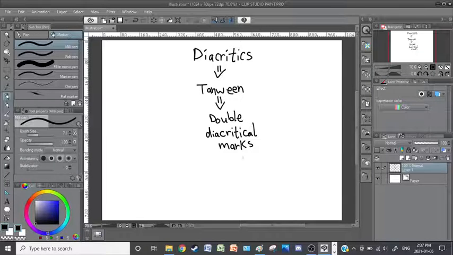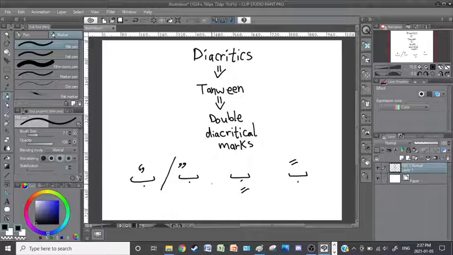So let us say, for example, we have the letter ba. Ba with a fatha and another fatha. Ba with a kasra and another kasra. Ba with a dhamma and another dhamma. This also has a variation. Dhamma, dhamma. It looks similar to the Arabic numeral 69.